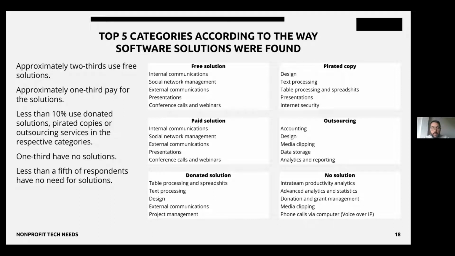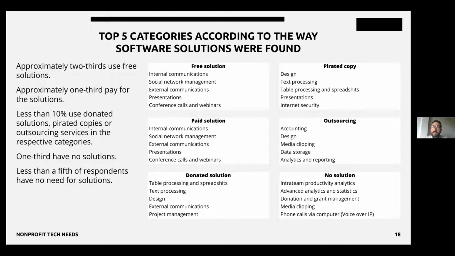So when we talk about expenditure, we also found that organizations prefer free solutions. Approximately 2/3 of the organizations use free solutions. 1/3 pay for a solution, and I don't know how honest the organizations were, but we have a big chunk of them admitting to using pirated software. So in this, we can see this reluctance for organizations to pay for a solution.